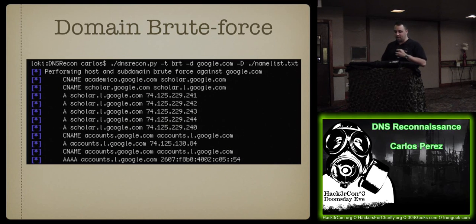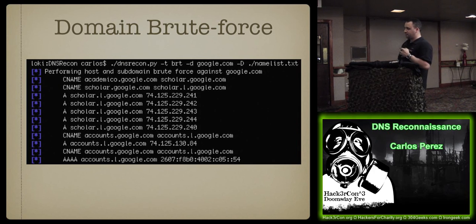Here's an example. I'm doing it against Google, and as you can see, I'm getting A records, CNAME records, quad 8 records. I actually provide you the type of record, target, and the IP address. In addition to getting the record, I'm actually doing additional queries against it just to make sure I'm getting all of the proper IP addresses per target.